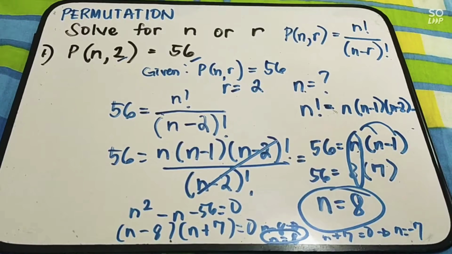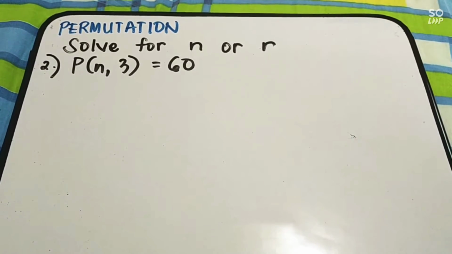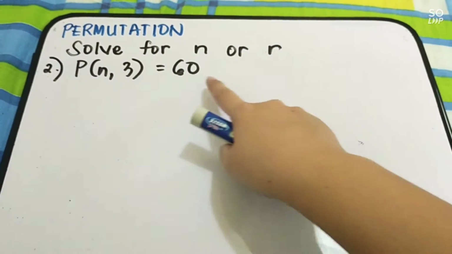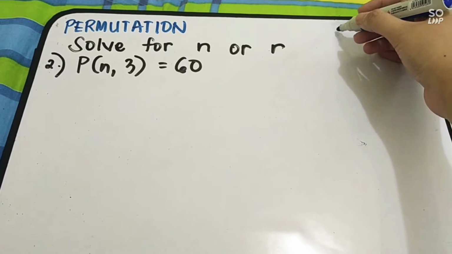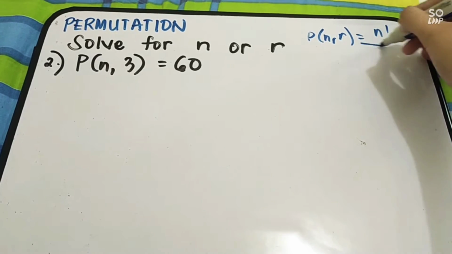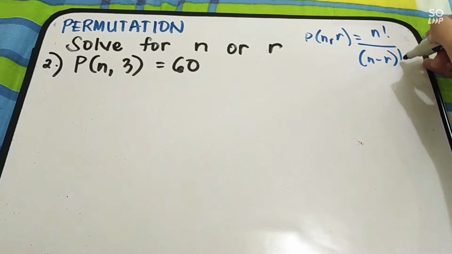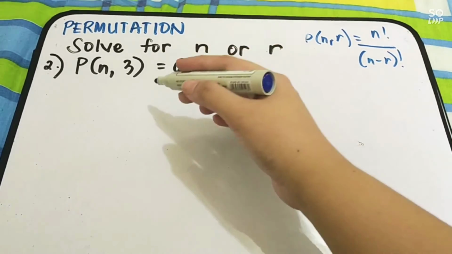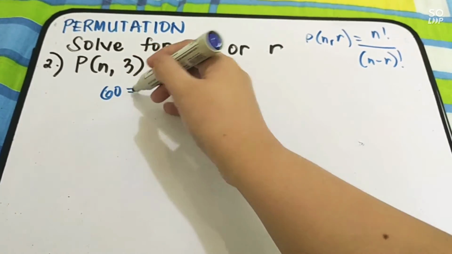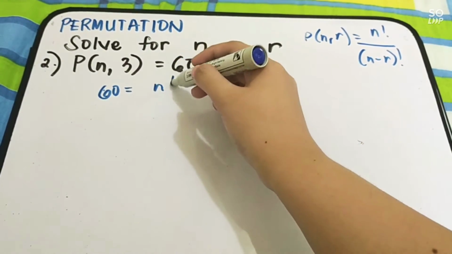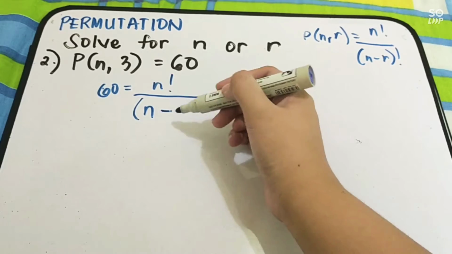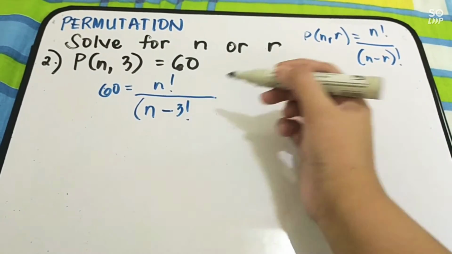Let's have another example. Let's have number 2. We have the permutation of n objects taken 3 at a time is equal to 60. Our formula again: P(n,r) equals n factorial over n minus r factorial. That is the formula of our permutation. So your P(n,r) is 60. So write 60 here is equal to the missing n factorial over the missing n minus your r, which is 3. That is 3 factorial.